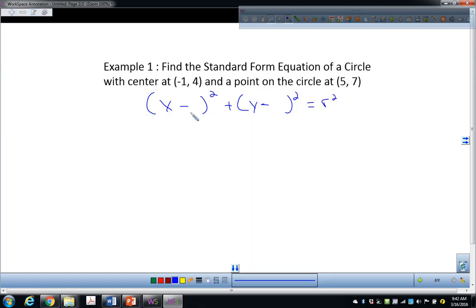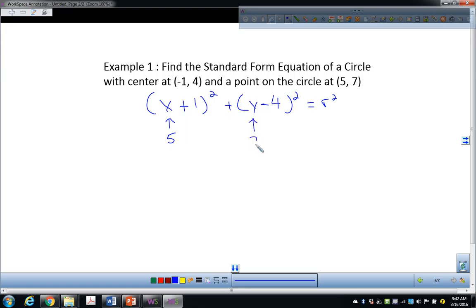Okay? What's h? H is -1, so you make that plus 1. K is 4, so you leave that. This doesn't tell you what r is. How can I find r? Plug in a point, okay? So here's a point on the circle, 5, 7. So I'm going to plug that in for x and y, right?